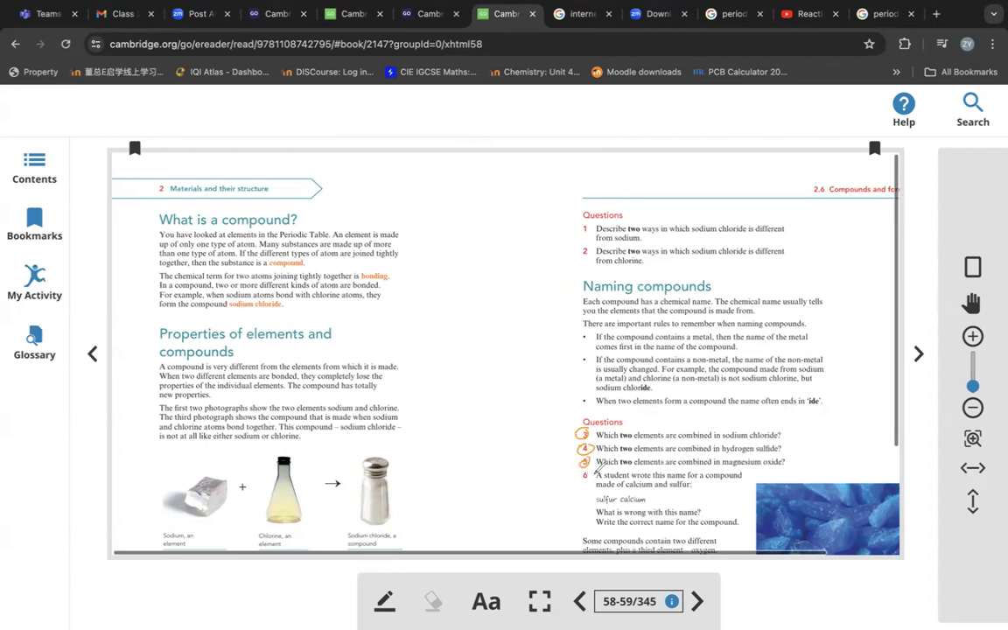Okay. Number 6, is it correct? No. Okay, the correct answer should be what? Calcium sulfide. Okay, very good. Calcium sulfide. So there are two things that are wrong here. First thing is we should use the name of calcium first. Second thing is the non-metal, they forgot to change it into IDE.